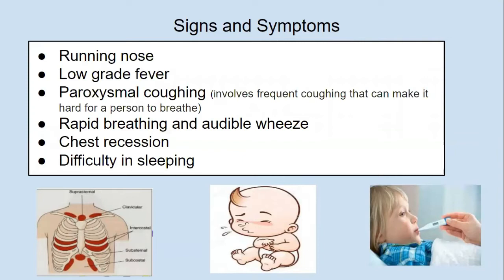For the signs and symptoms present in this patient, the first ones are a running nose and low-grade fever, then paroxysmal coughing, which involves frequent coughing that can make it hard for a person to breathe, rapid breathing and audible wheeze, chest recession, and difficulty in sleeping.